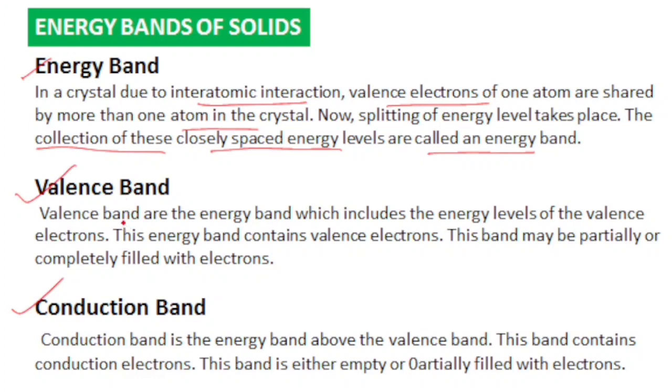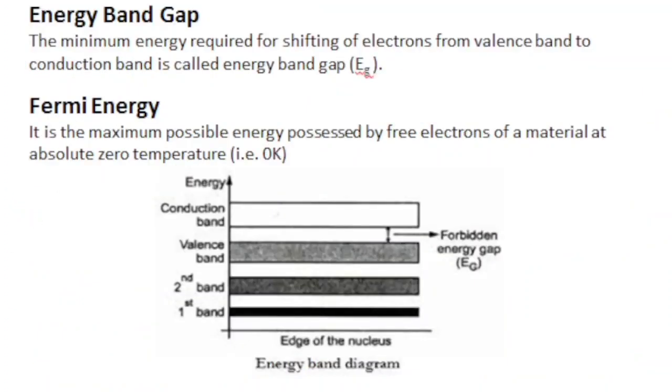What are these? First, the valence band. Valence band is the energy band which includes energy levels of the valence electrons. This energy band contains valence electrons, and this band may be partially or completely filled with electrons. What do you mean by conduction band? Conduction band is the energy band above the valence band and it contains conduction electrons. This band is empty or partially filled with electrons.